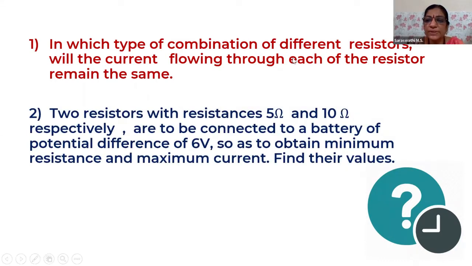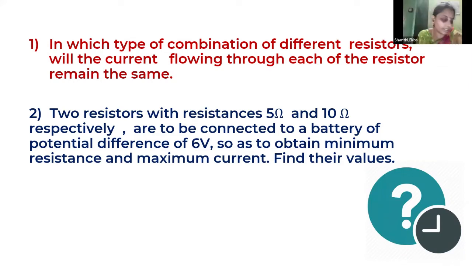Two resistors with resistances 5 ohms and 10 ohms respectively are to be connected to a battery of potential difference 6 volts so as to obtain a minimum resistance and maximum current. Find their values. How do you need to connect them? Parallel. So what is the answer you got?